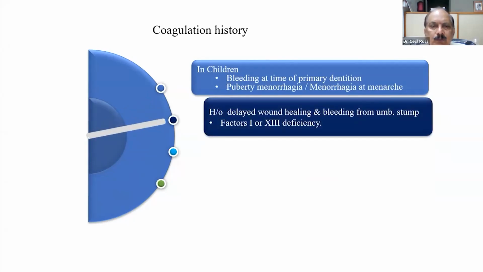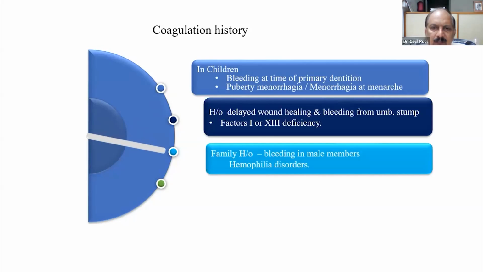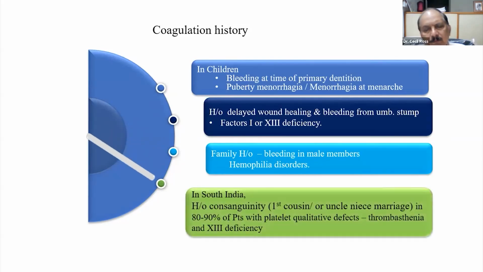Then, if there is a neonatal period, you would ask for history of delayed wound healing and bleeding from the umbilical stump. That would suggest usually factor 1 and factor 13 deficiency. Then family history of bleeding in male members in the family would suggest hemophilia because of the sex-linked disease. Then in South India, because there's a lot of consanguinity, first cousin or uncle's marriages, in 80 to 90% of patients with platelet qualitative defects like thrombasthenia or factor 13 deficiency, we normally encounter this. So there's something we always have to ask for: history of consanguinity.